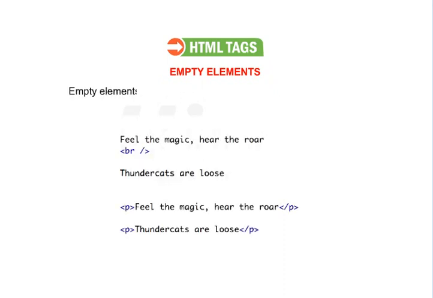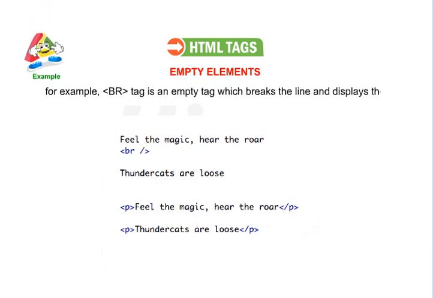Now let us talk about empty elements. Empty elements contain only on tags. They do not have off tags. These elements do not enclose any data. Instead, they function on their own. For example, the BR tag is an empty tag which breaks a line and displays the text from the next line as shown in the figure.